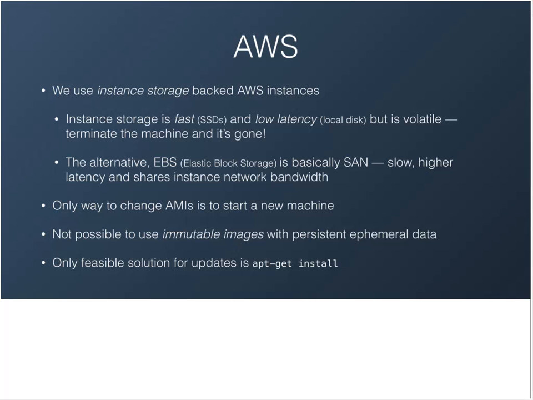The only way that you can change machine images once you've booted an instance is to start a new machine. There's no way to restart a machine into a new AMI. So that meant it wasn't really possible to use immutable images with persistent data on those instance storage drives, because as soon as you wanted to upgrade Cassandra or any of the other software on the machine, the whole immutability concept is thrown out the window. So really the only feasible solution on an instance-storage-backed AWS instance, when we were using Ubuntu, was to just apt-get install new versions of Cassandra and the other software on the machine.